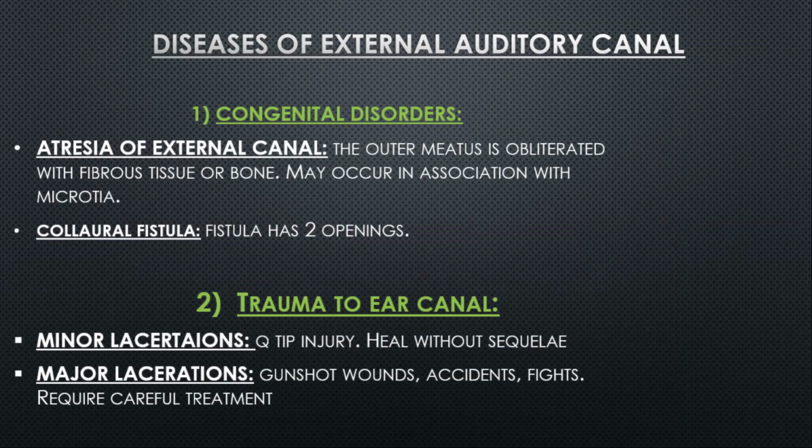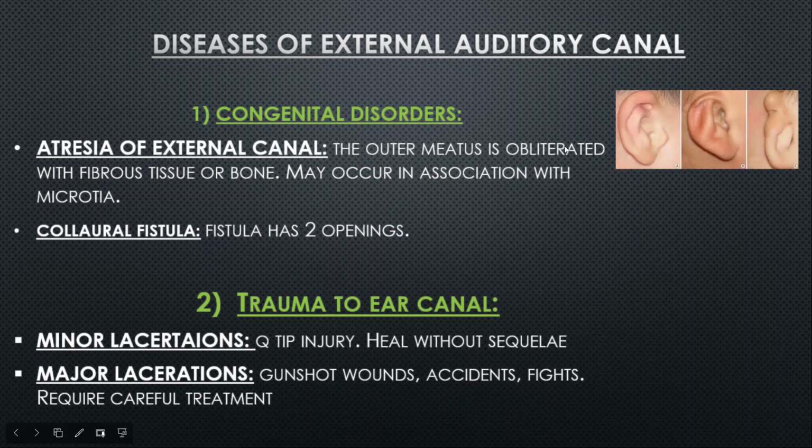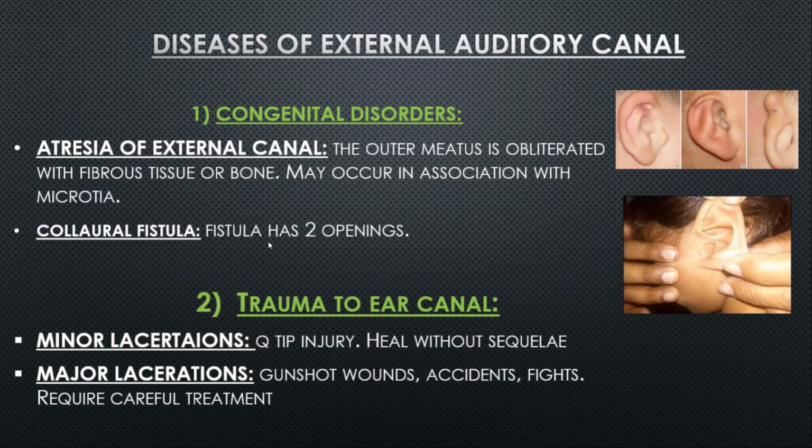Diseases of external auditory canal. Congenital disorders. First is atresia of the external canal. The outer meatus is obliterated with fibrous tissue or bone. It may occur in association with microtia. Collateral fistula. In this condition, the fistula has 2 openings.